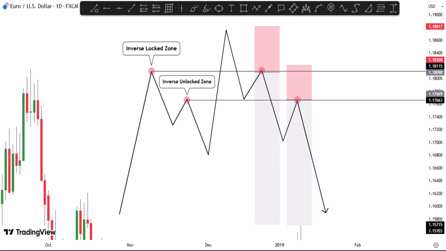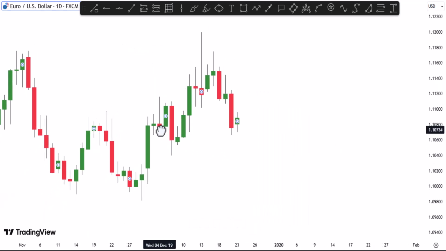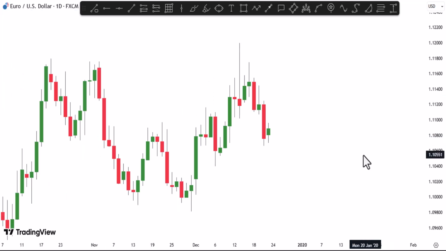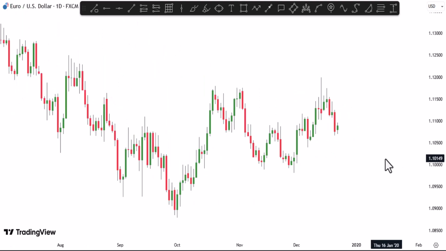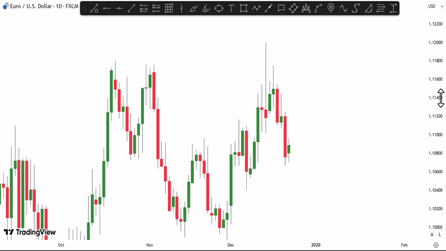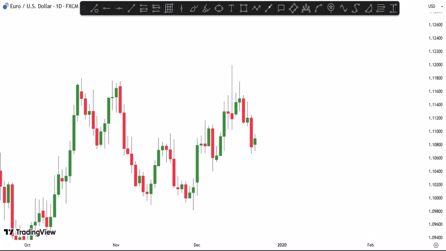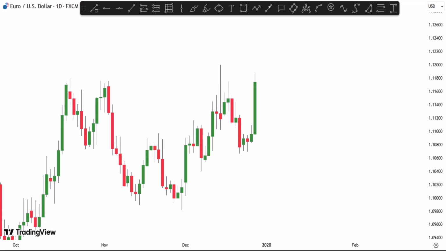They enter too early, ignore price structure, or chase price after the move has already happened. To avoid these mistakes, traders must focus on confirmation and patience. Instead of reacting emotionally, a professional trader waits for price to show its hand first. If an inverse locked zone forms, they do not assume it will hold forever. Instead, they monitor how price behaves when it revisits the level. If an unlock move happens, they enter with confidence, knowing that the market structure supports their trade.